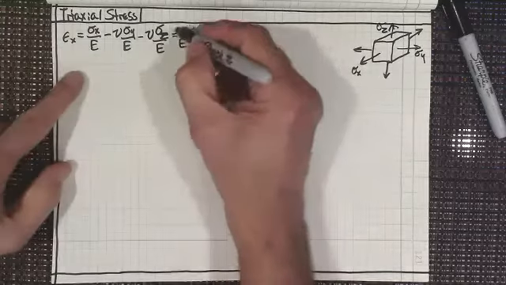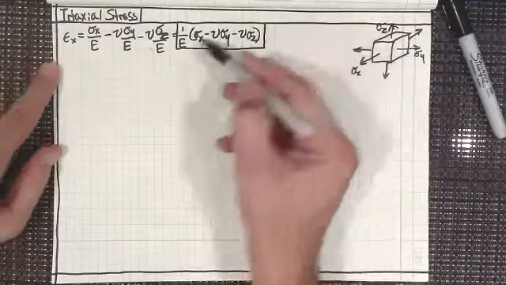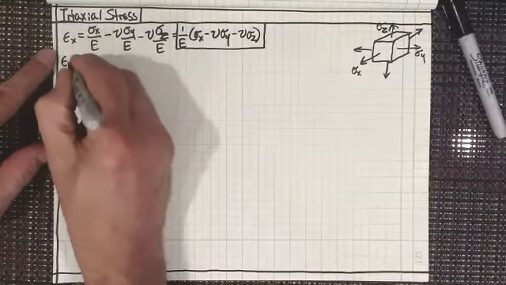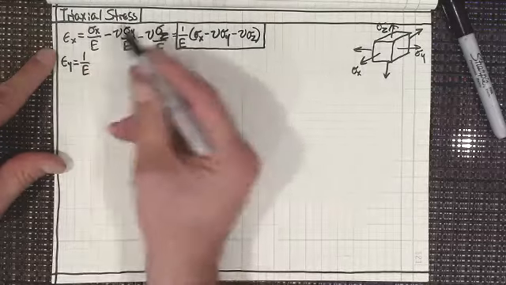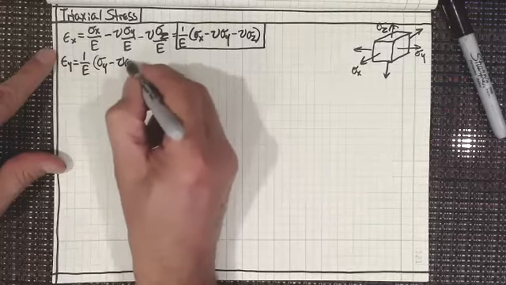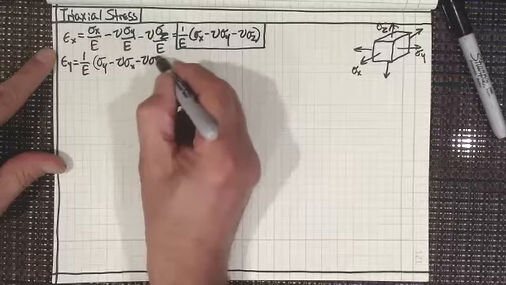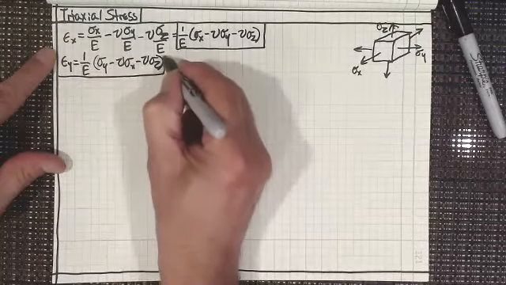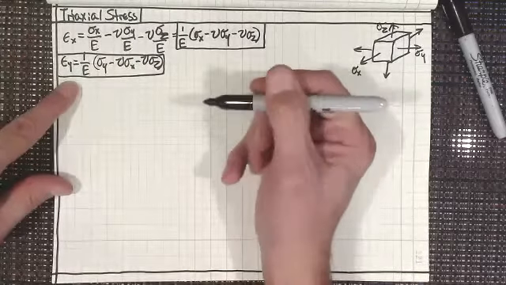I'm going to box that in because that's more or less simplified. The same thing would be true for each of the other ones. So the strain in y is just going to be 1 over E times sigma sub y minus Poisson's ratio times sigma sub x minus Poisson's ratio times sigma sub z. Right, so that would be the strain in the y direction for triaxial stress.